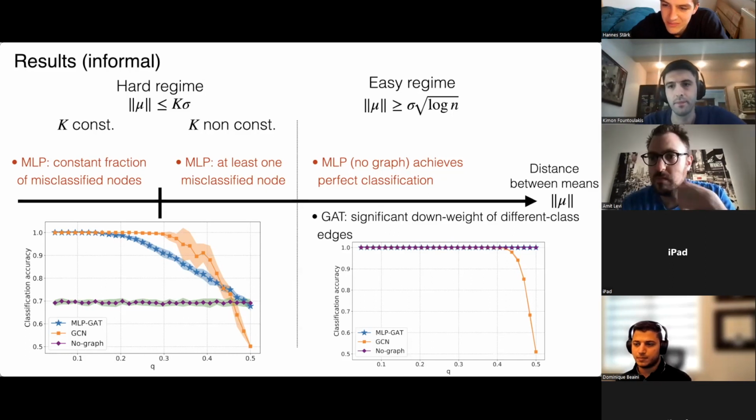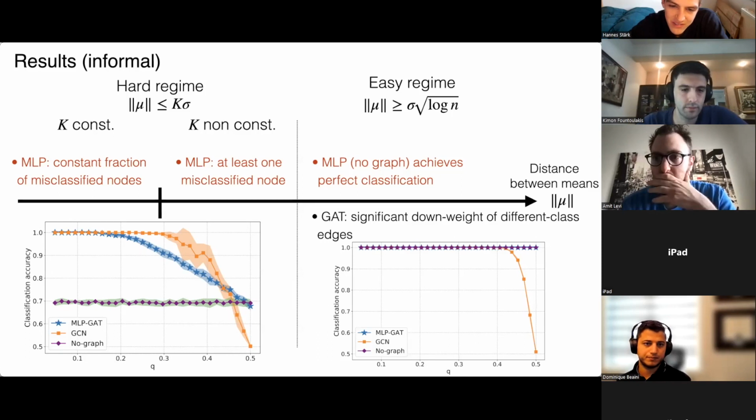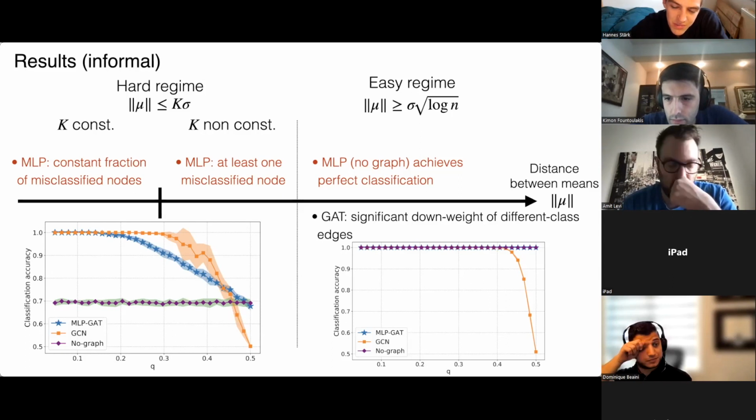Okay, but also in chat, do you know for the easy regime plot how the experimental results go if you flip it, if you have more inter edges than intra edges?